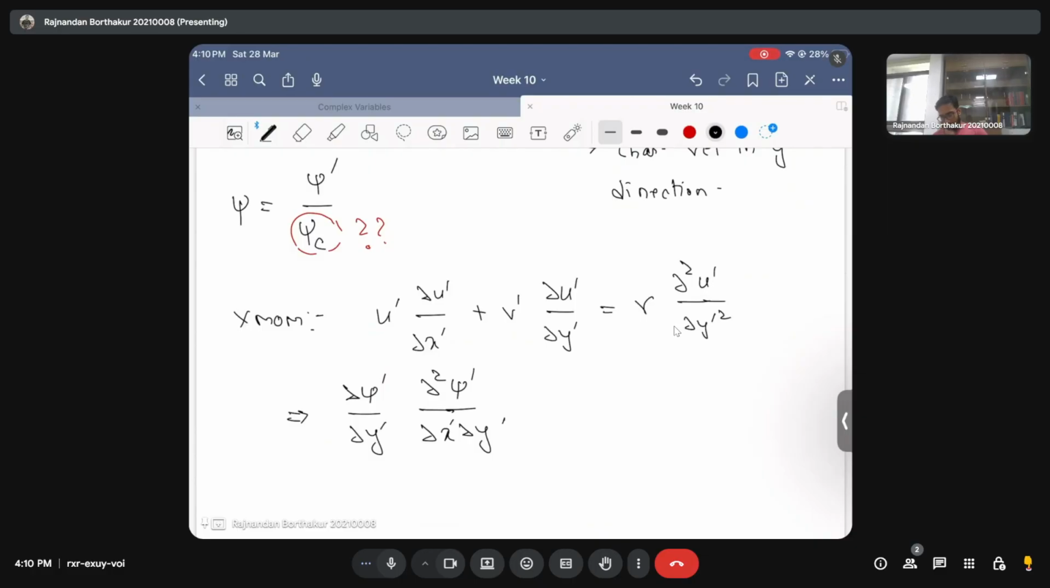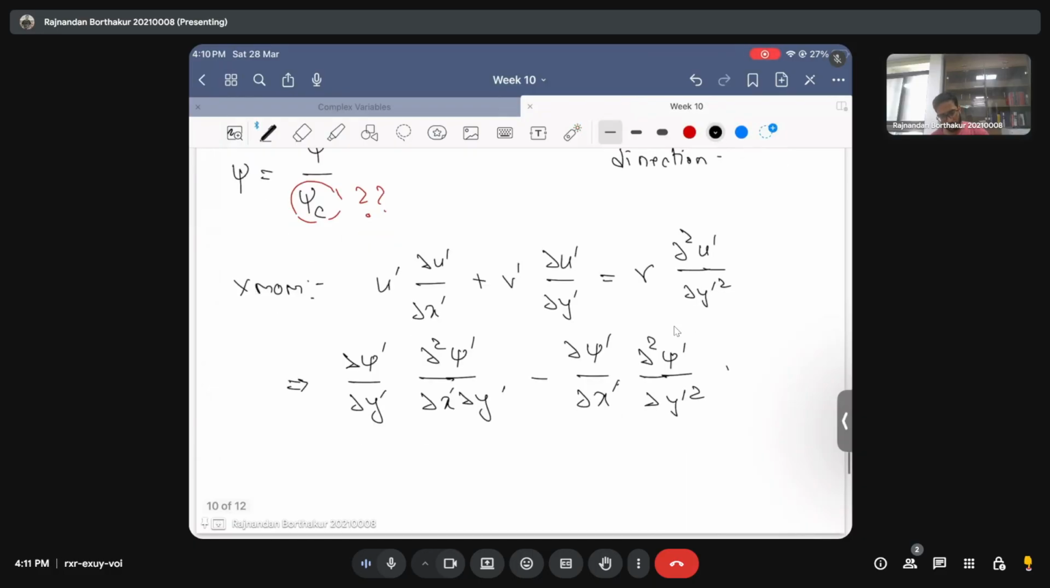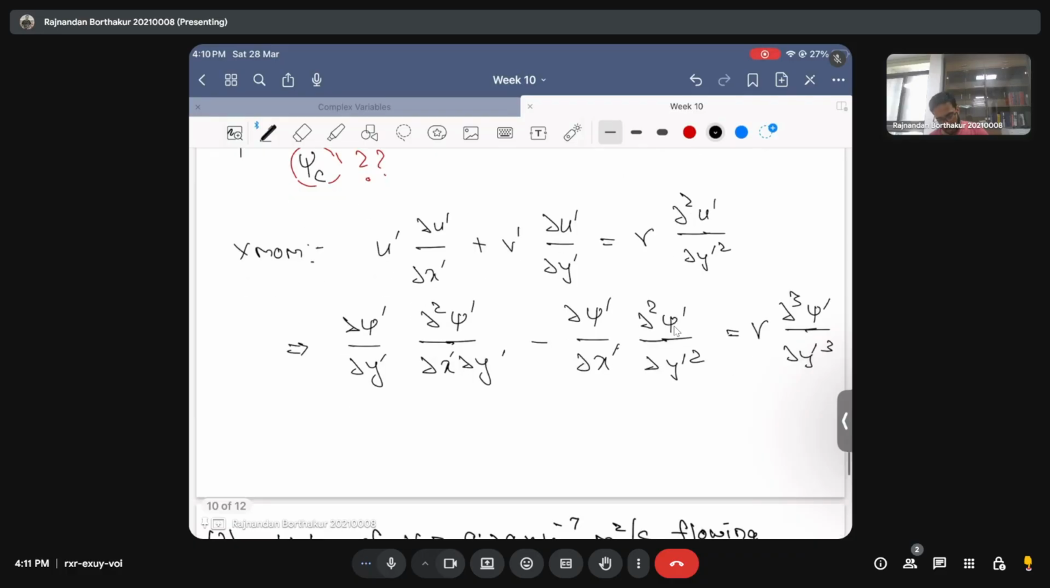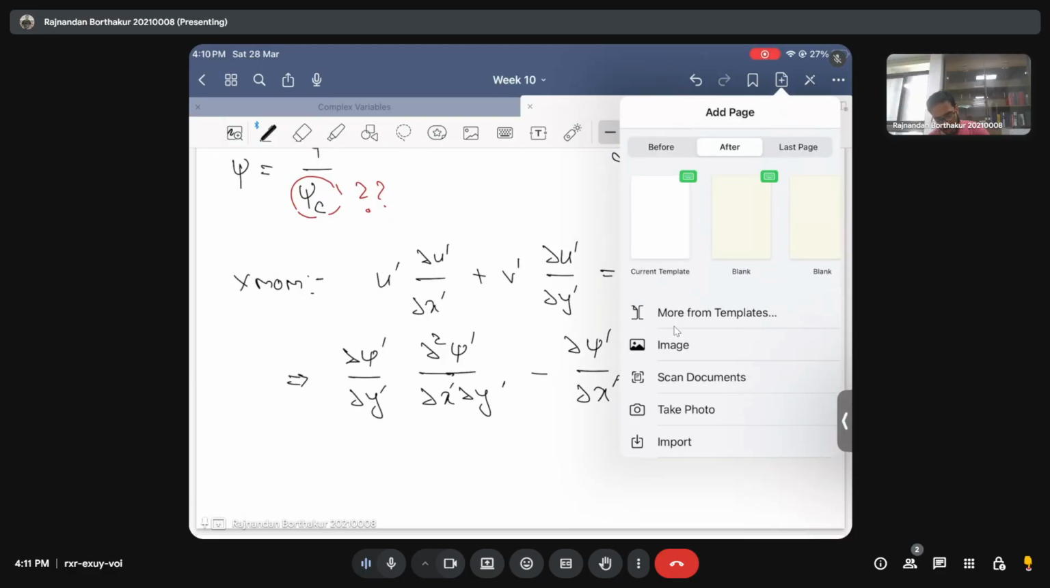I hope this is okay. And then this is going to be equal to minus del psi prime by del x prime times del 2 psi prime by del y prime squared. All I am doing is replacing the velocities with their corresponding stream functions. And then the right-hand side is nu times del 3 psi prime by del y prime cubed.